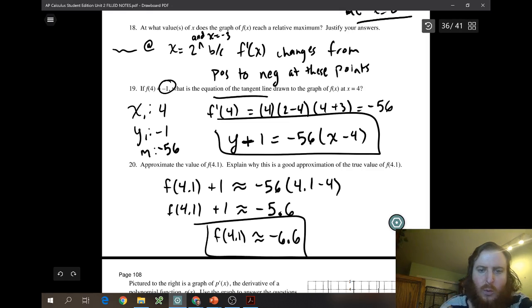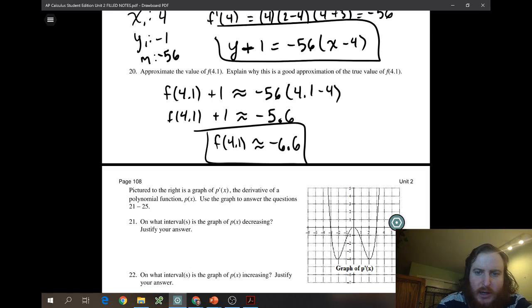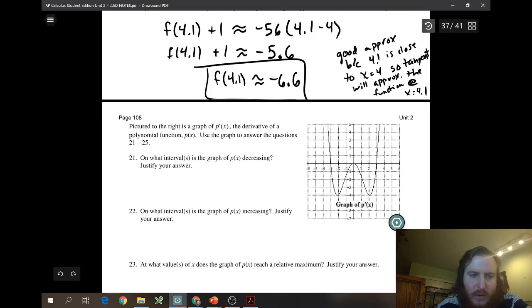Then it says explain why this is a good approximation for the true value. And so the reason it's a good approximation is basically because 4.1 is close to x equals 4. So the tangent line will approximate, or will be close to, the function. If we want to, we could say at x equals 4.1. Okay, you're never going to be asked to explain that, but it's just for us.